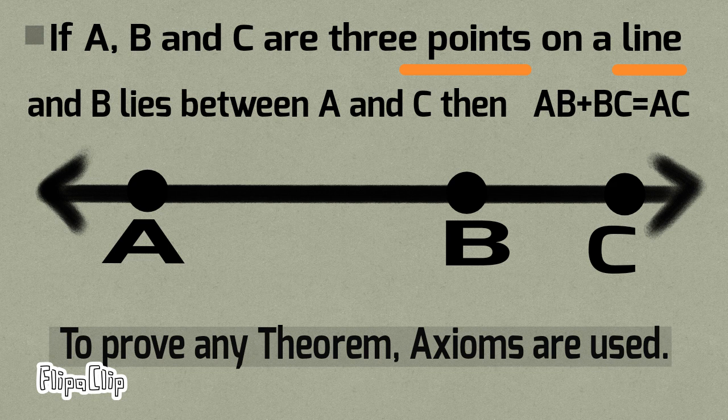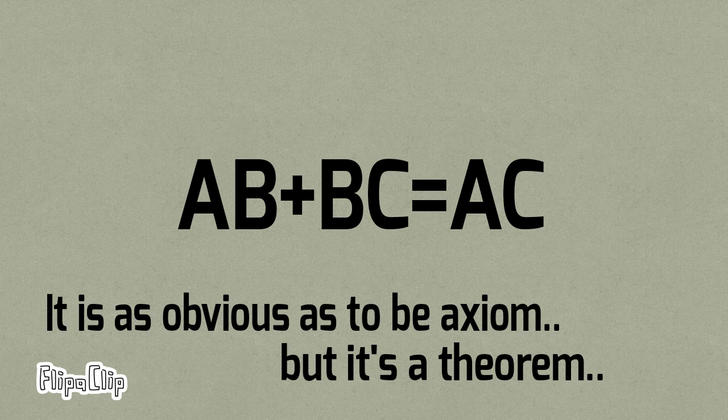To prove any theorem, axioms are used. So to prove the given statement, we will use Euclid's fourth axiom, which says that things which coincide with one another are equal to one another. So it can be deduced that AB plus BC equals AC.